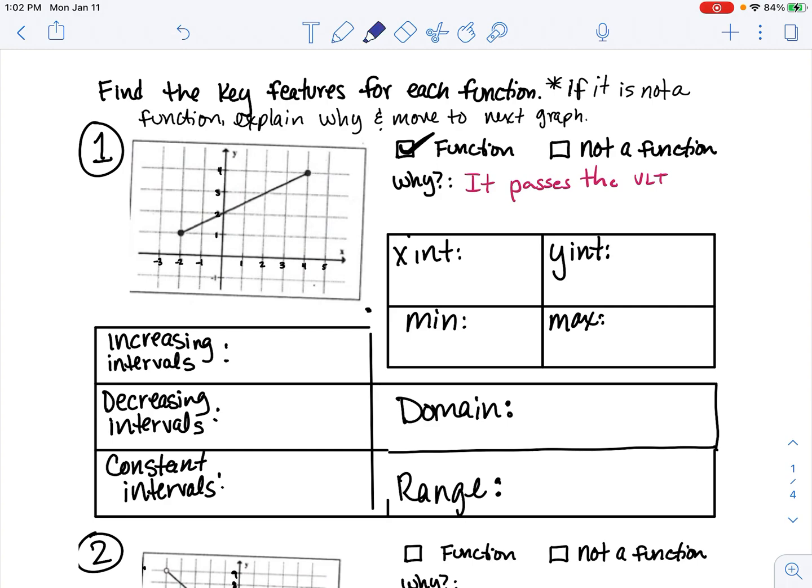X-intercept means where does it cross your x-axis? It does not touch the x-axis, so I'm just going to put NA, not applicable. Okay. Y-intercept, where does it cross the y-axis? It touches the y-axis at the point (0, 2).